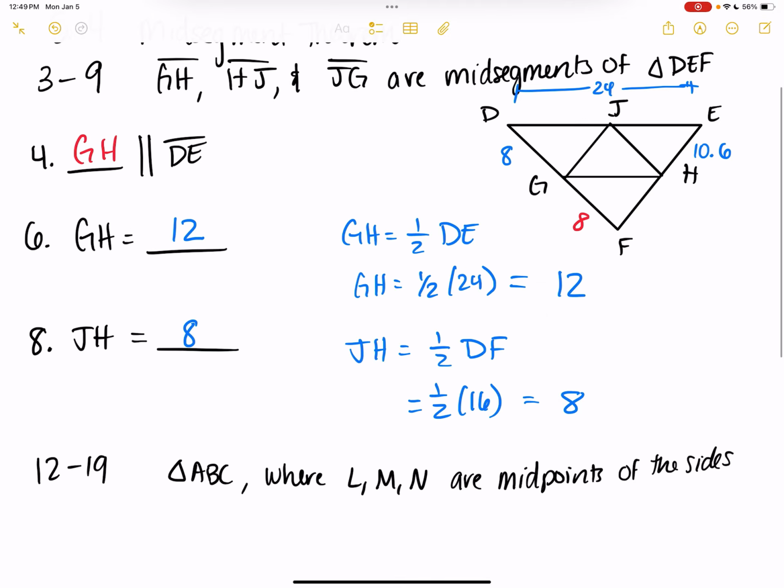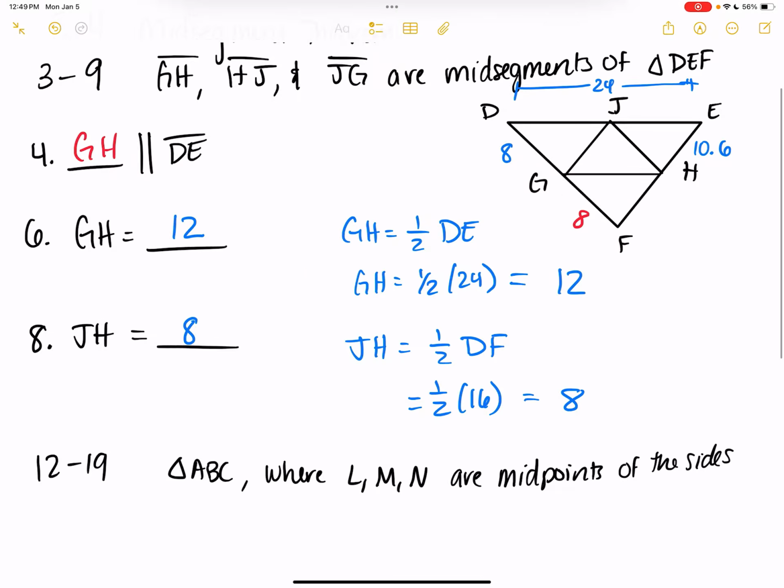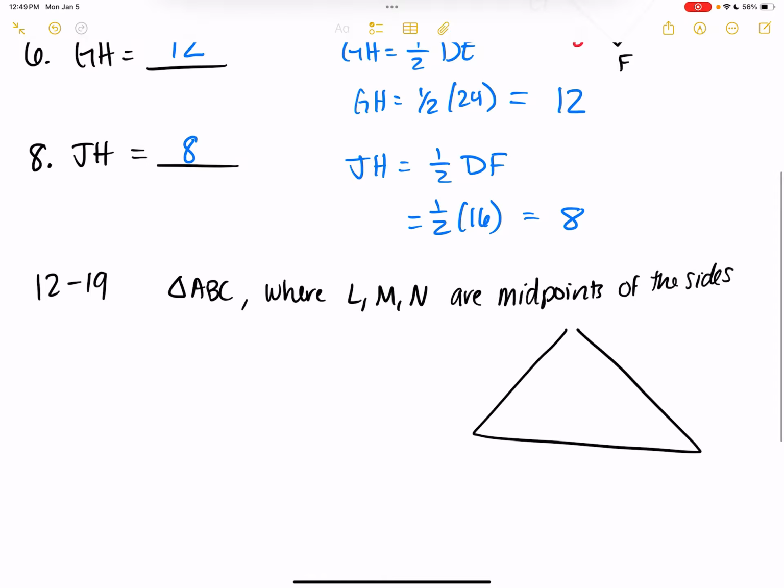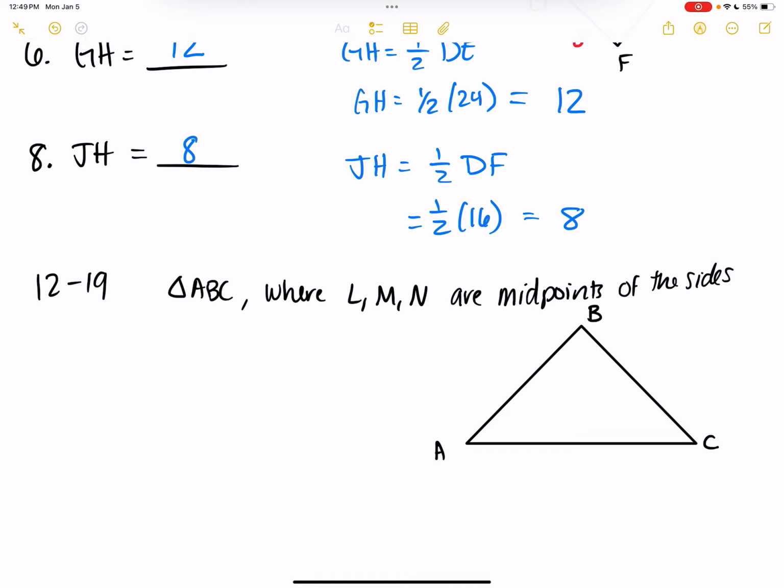So if we went up here in this previous triangle, J, G, and H were the midpoints of the sides of those, which is why DG is equal to GF, because if it's a midpoint, it has to split it in half. So I have another triangle here. This one, they give me the information a little bit of a different way. So I've got triangle ABC.